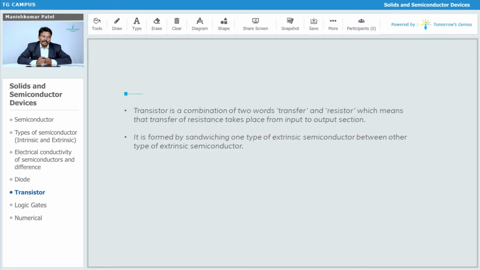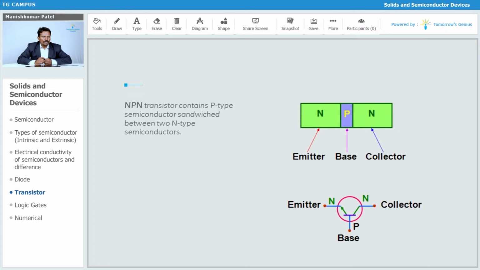Now again we have to see the various types of transistor also. So generally we form it by sandwiching one type of extrinsic semiconductor between the other type of extrinsic semiconductor. So this is how we can show the NPN transistor. That is an N type semiconductor, P type, and again N type. N type, obviously we know, is the emitter. We are going to call that terminal, which you have to bring out, as an emitter, which is going to emit the electrons.